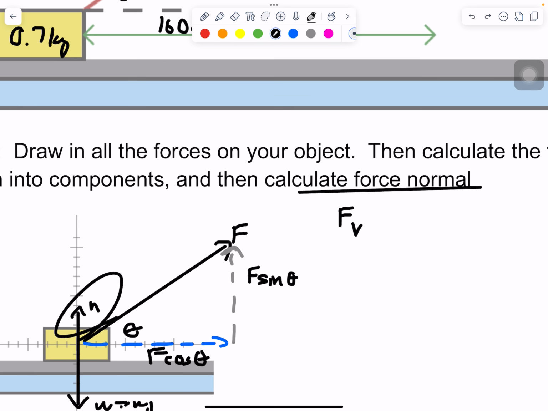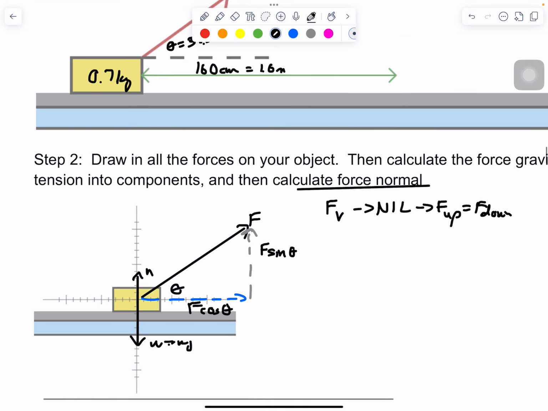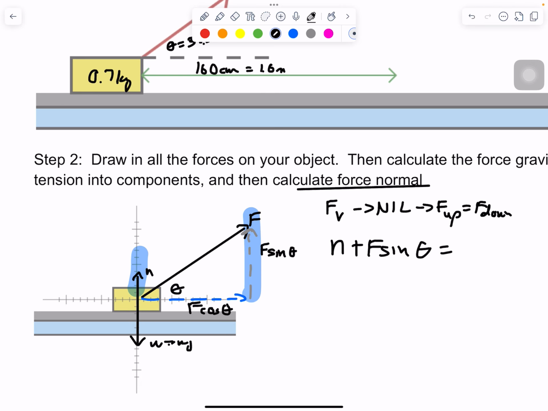And so I'm going to use my Newton's first law analysis because I know I'm not accelerating vertically. That tells me force up equals force down. And going up, you should be able to see that we have two forces, normal force and F sine. So normal force plus F sine equals one force going down. We'll call that mg. So if I'm trying to solve for normal force, I'm going to have to subtract F sine.